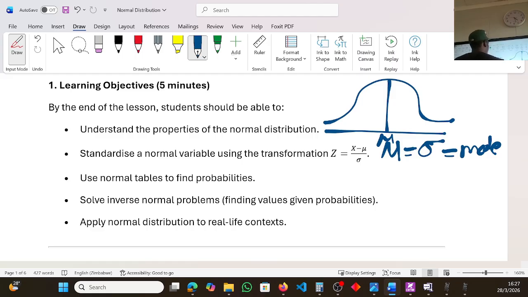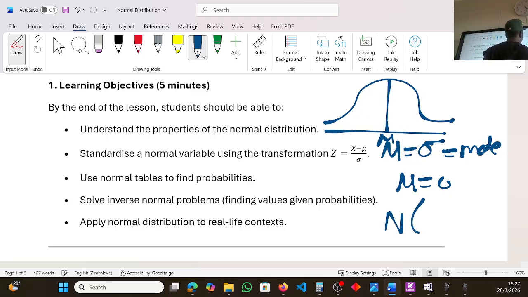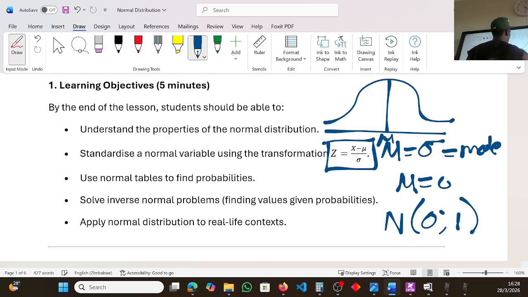Now, if it's standard, then our mean mu will be equal to 0. When we are writing a normal distribution, this is a distribution that follows mean 0 and standard deviation 1. Then we say it's standard normal. Standardizing the normal distribution means that if our mean mu is not equal to 0, we shift it so that the mean mu is 0. Then we use tables to find the probabilities.